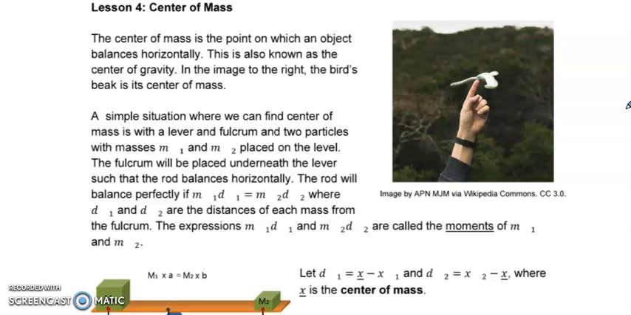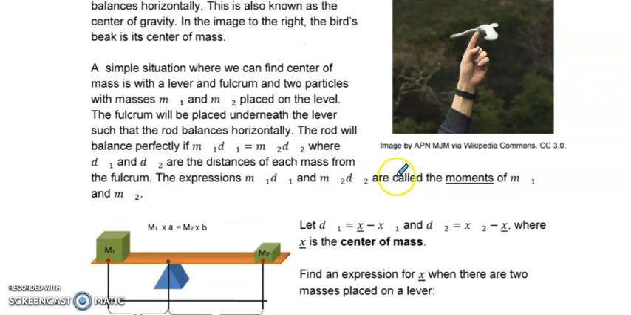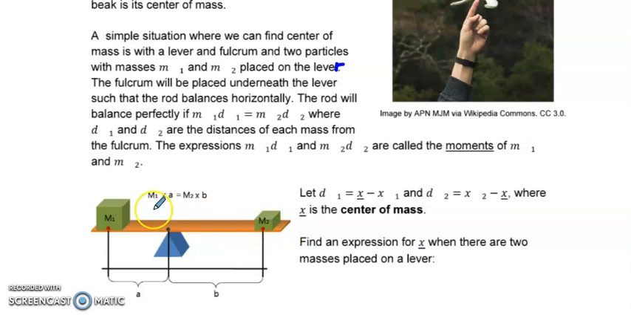So a simple situation where we talk about center of mass is with a lever and a fulcrum. And two particles with the masses of m1 and m2 are placed on the lever. That should say lever right there. Sorry about that, guys. So the fulcrum is the point, effectively, that's going to be placed underneath this lever such that the rod will balance horizontally. So the heavier mass, you need a shorter distance, and the lighter mass would take this longer distance.